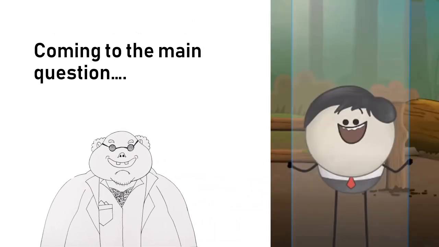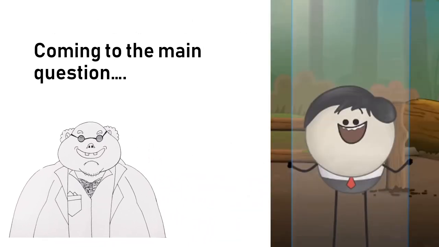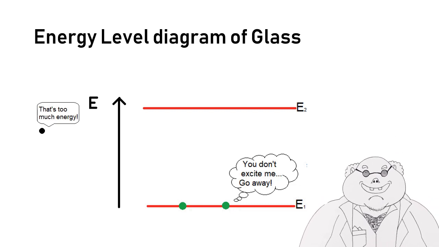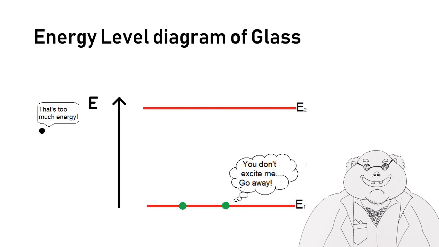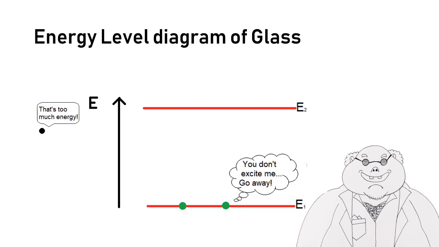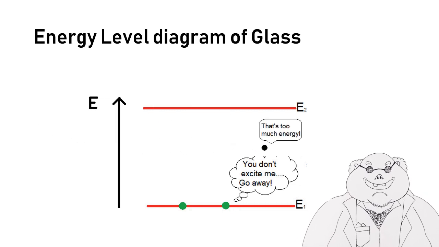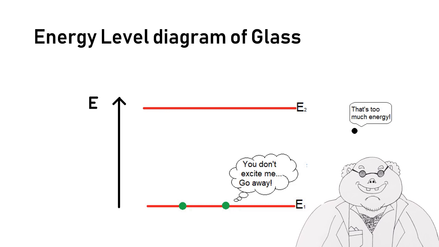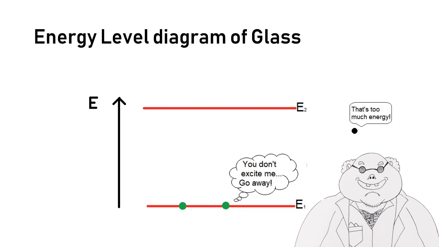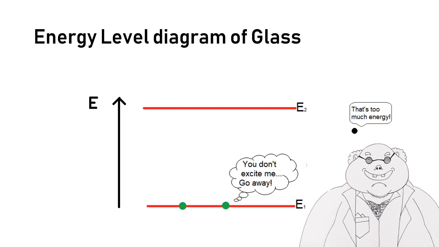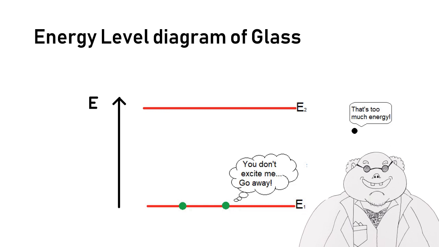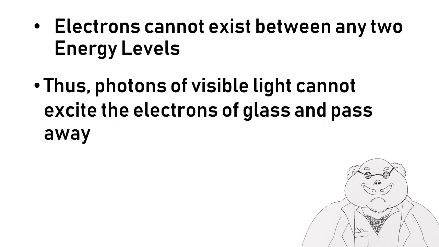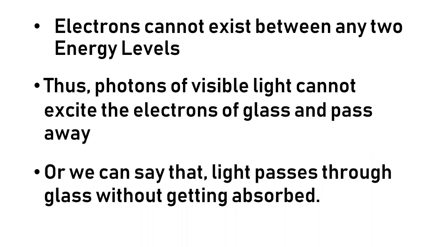Now coming to the main question, why is glass transparent? The answer to this question also lies in the atomic structure of glass. In glass, the difference between the ground state, or lowest energy level, and the higher energy level, which we call the energy gap, is very large. So the photon should now have a higher energy to get absorbed and excite the electron. But photons of visible light do not have enough energy to transfer an electron from a lower energy level to a higher level. Also, the electrons cannot stay in between the energy levels, since that would violate the rules of quantum mechanics. So, the photons of visible light pass through the glass without getting absorbed.